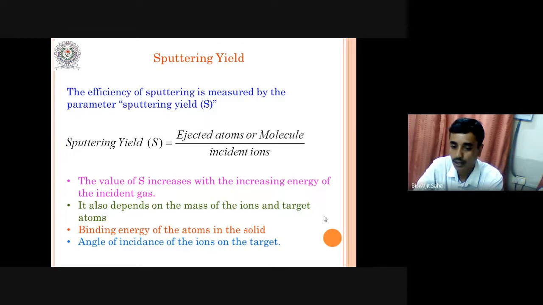How strong the van der Waals bond produced in the solid is, that is also important, because the ion has to overcome this binding energy. And the angle of incidence of the ions on the target matters, because how much momentum will be transferred is dependent on the angle of incidence. So this is all about the sputtering yield, and it can be considered with numbers also: the number of atoms ejected and the number of atoms taking part in the collision with the target.